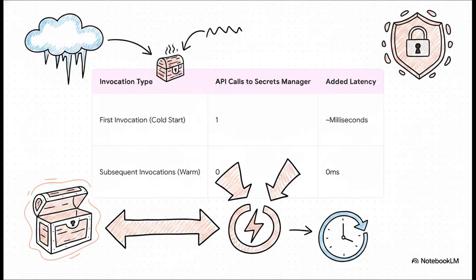Look at this. The very first time your Lambda runs, that's called a cold start. It makes one and only one API call to Secrets Manager. Yeah, it adds a few milliseconds. But after that, for every single other request that hits that warm container, 0 API calls, 0 added latency. It's basically free after that first hit.